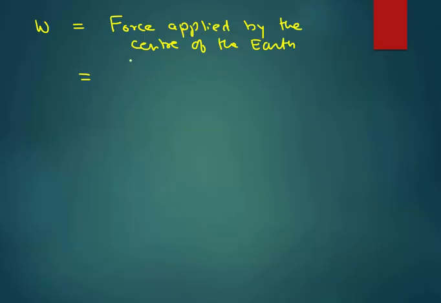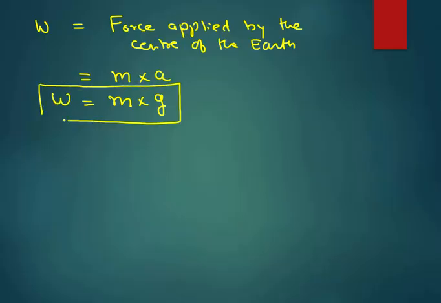By second law, we know that force is equal to mass into acceleration. And with regard to earth, the acceleration is the acceleration due to gravity on earth. And thus we get that well-known equation, W is equal to mg. This is the weight of the object. This is the mass of the object. And this is the relationship between weight and mass. Weight is equal to mass into g.